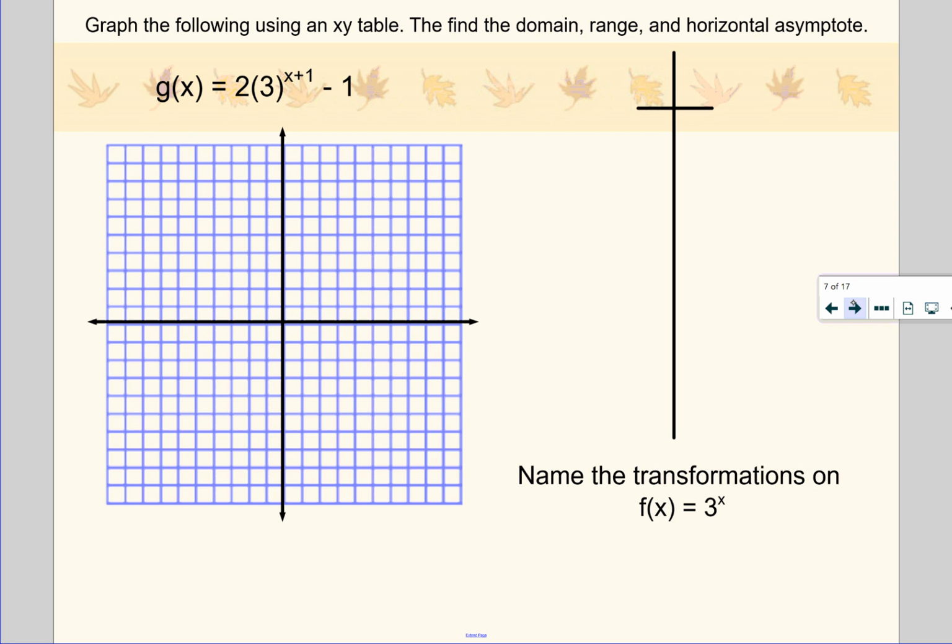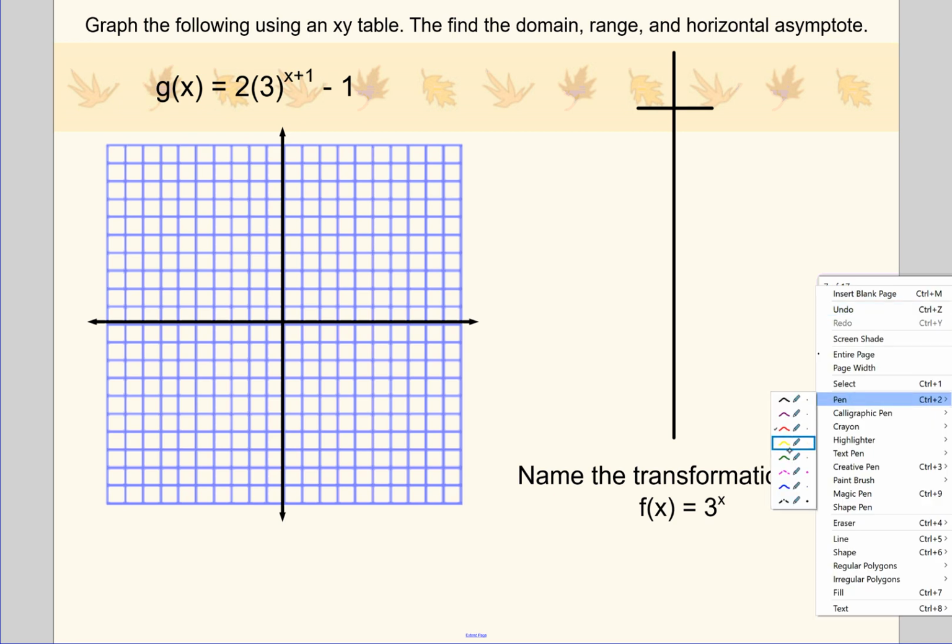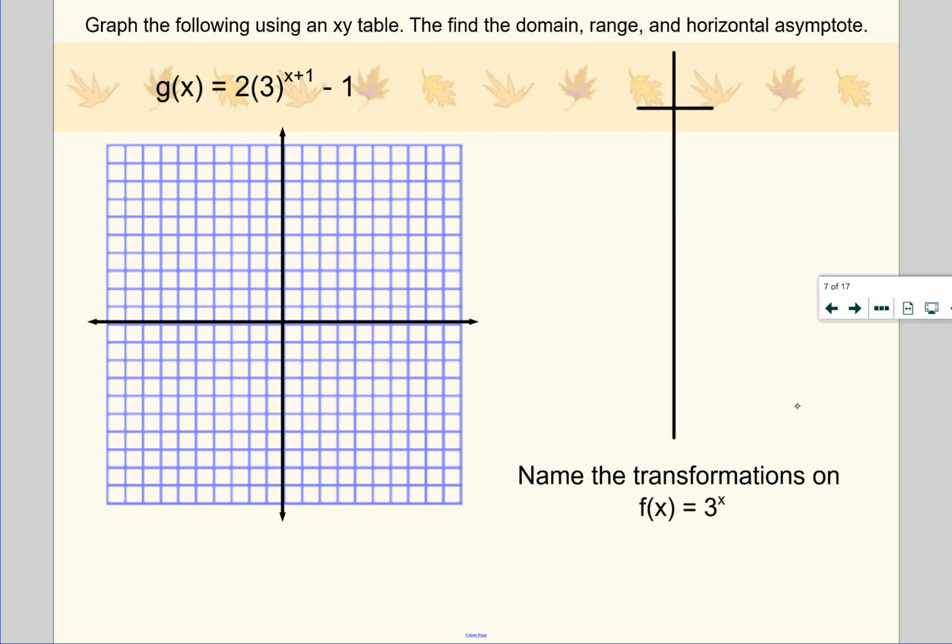Okay, in the next problem we're going to graph a more complicated function, but we're going to still do it using the same method. We're going to use our XY table. And again, your domain is all real numbers, so you can plug in anything you want here. I'm going to start with -2 to 2. And I'm hoping to see where my y's get close to a specific number because that's going to reveal my asymptote to me. Your asymptote could change based on what transformations have happened to this function.